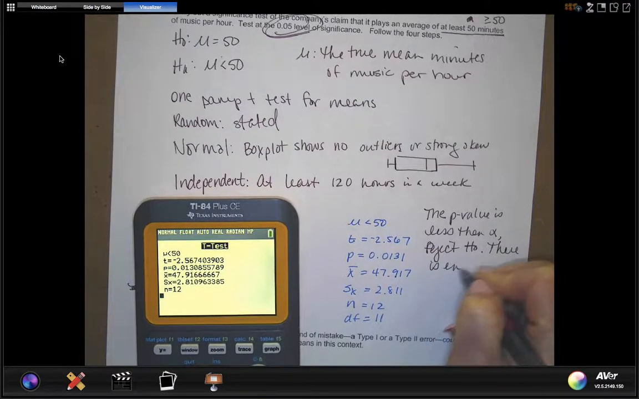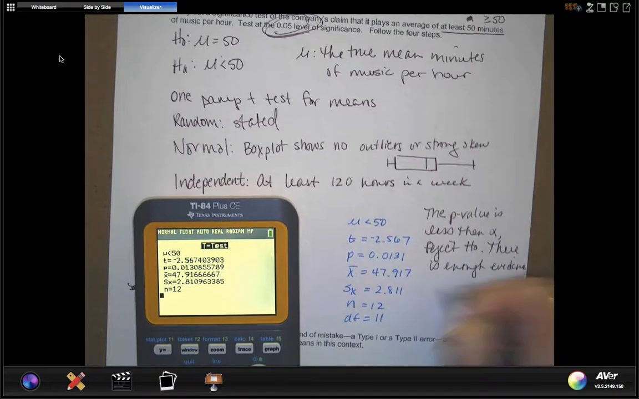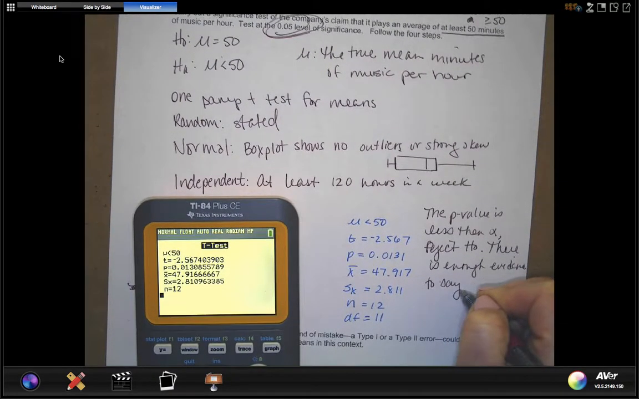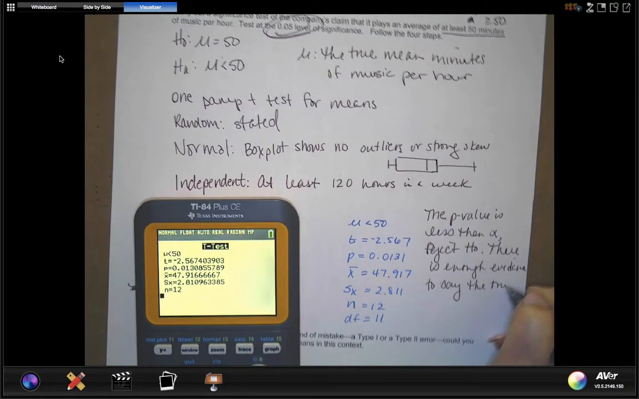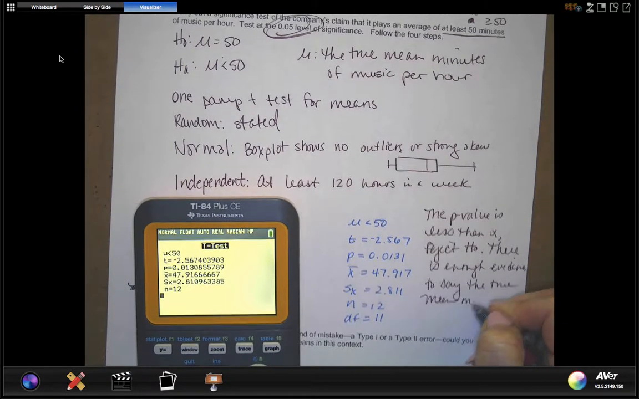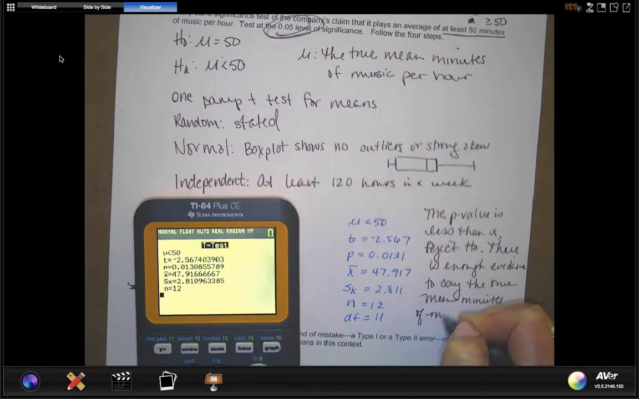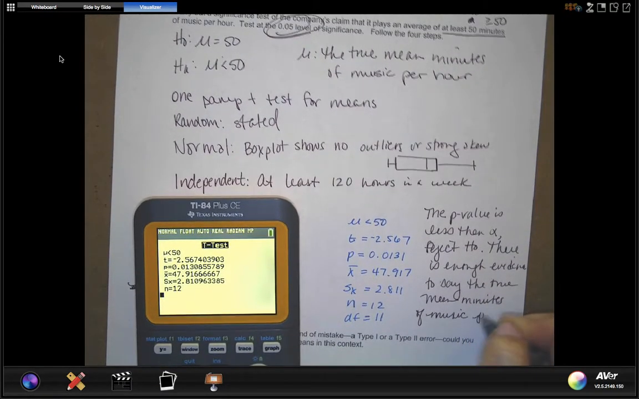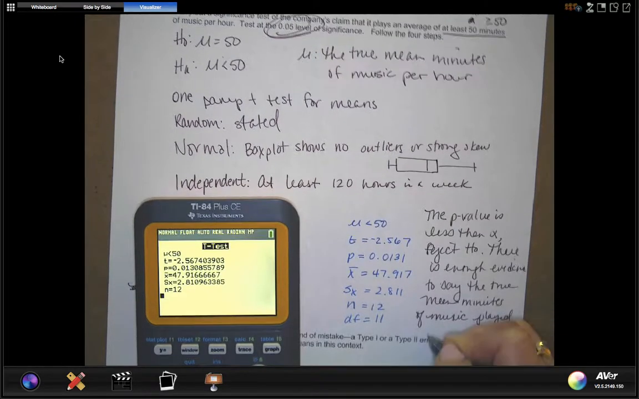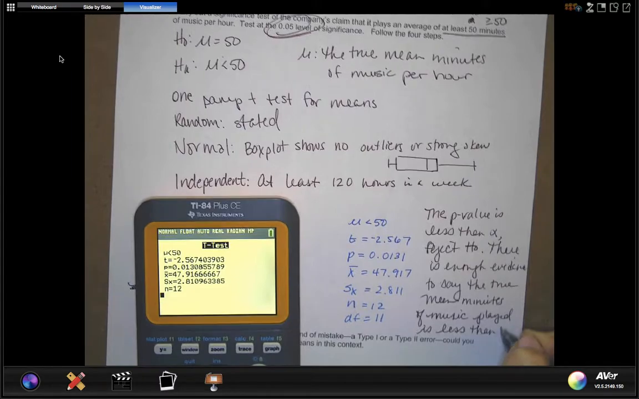So there is enough evidence to say the true mean minutes of music played is less than 50 minutes.